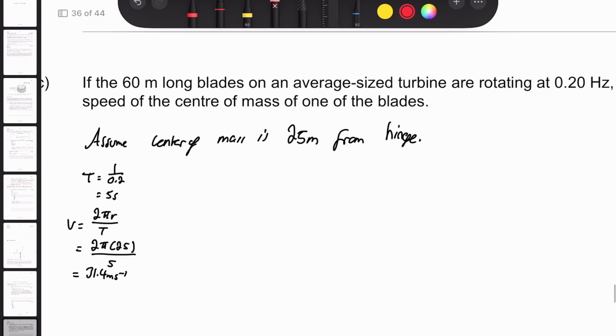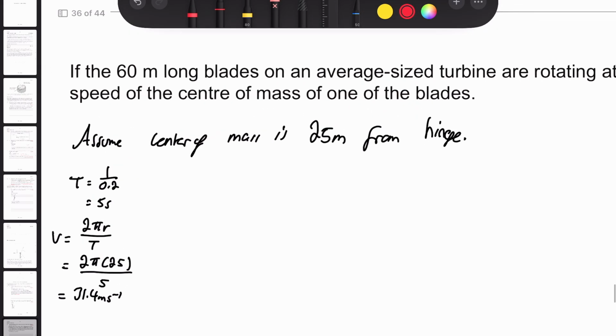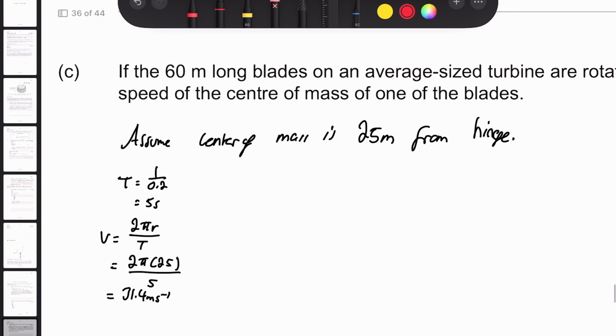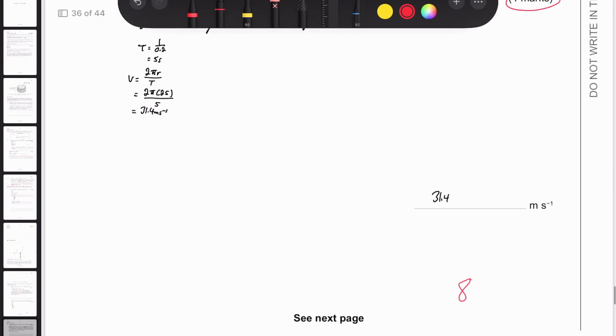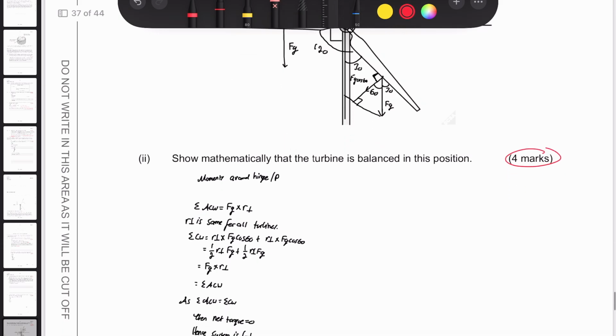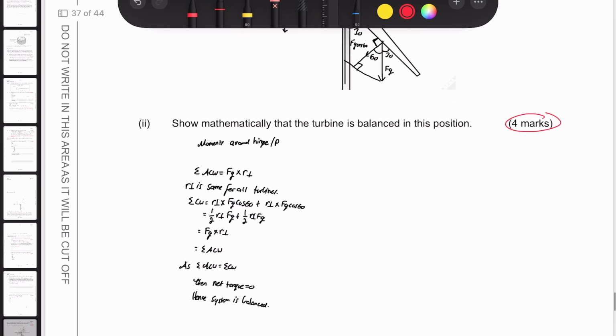Here, you needed to assume that the center of mass is less than half of the blade length, which is 60, so it just needed to be less than 30, and I said 25, which is fine. They said 20, but the mark was for estimating the distance of center of mass from pivot as less than half of the length. So that's what I did. And then here, it was all correct.